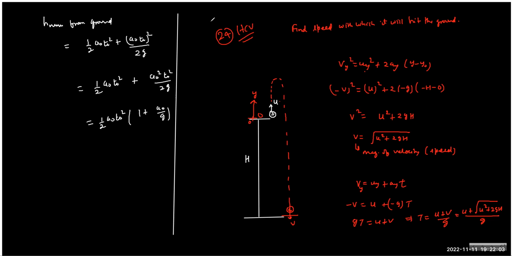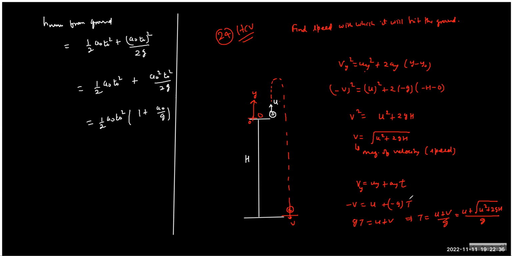Not able to realize? Understood? See, you're not releasing from rest, you're releasing with a speed of 7 meters per second in the upward direction from a height of 60 meters. Is the question clear? So you can use the formula which we derived to get the answer. Okay? So you can solve this.